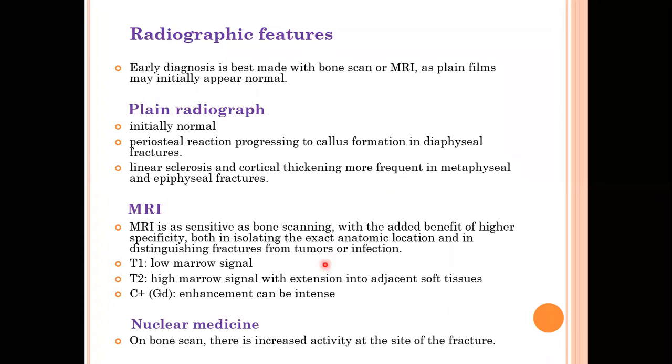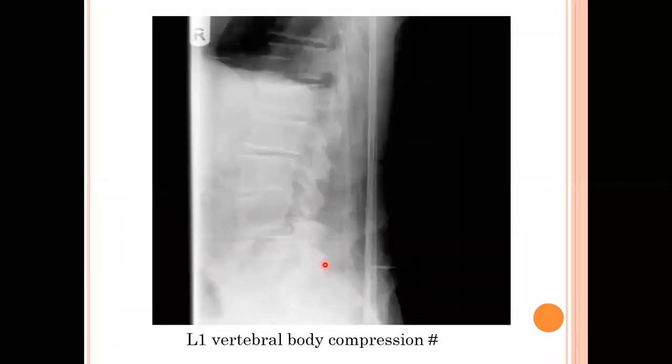It may show a low marrow signal on T1 and high marrow signal on T2. After contrast, the enhancement may be intense. On bone scan, there is increased activity at the site of the fracture. This is the lateral X-ray of the lumbar spine showing an L1 vertebral body compression fracture. This is the compression fracture of the L1 vertebra.